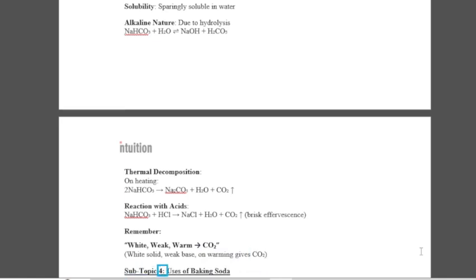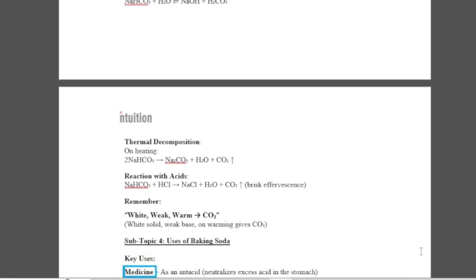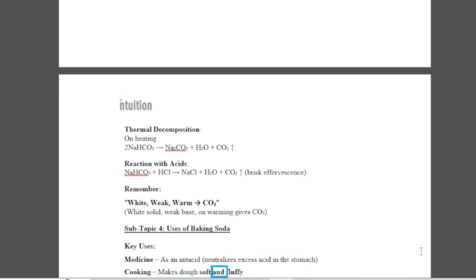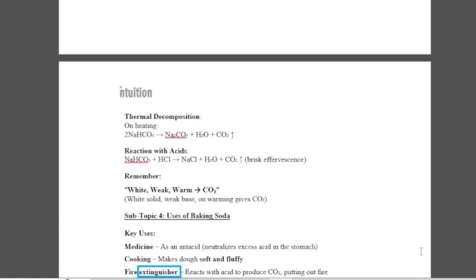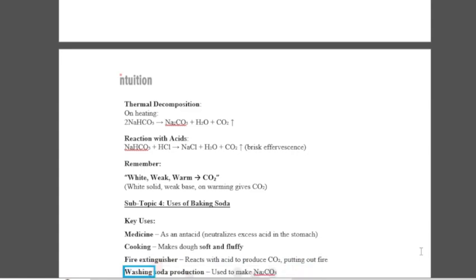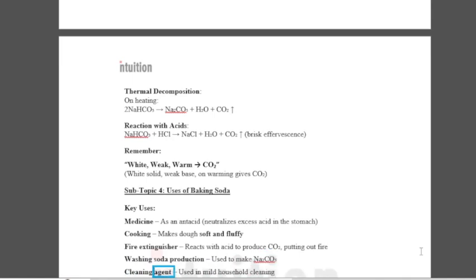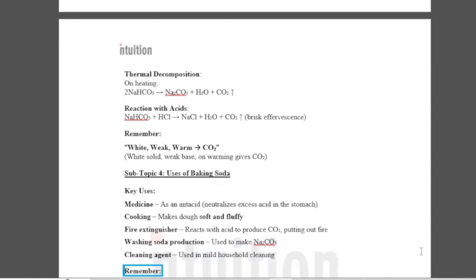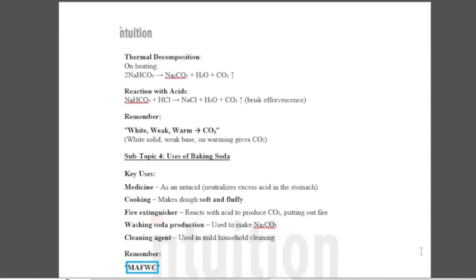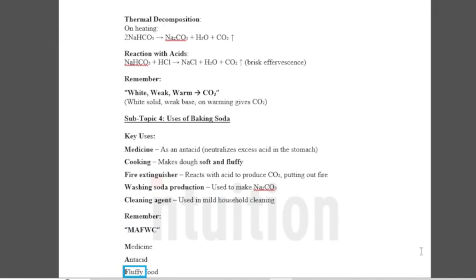Subtopic 4. Uses of baking soda. Key uses. Medicine: as an antacid, it neutralizes acid in the stomach. Cooking: makes dough soft and fluffy. Fire extinguisher: reacts with acid to produce CO₂, putting out fire. Washing soda production: used to make Na₂CO₃. Cleaning agent: used in mild household cleaning. Remember, MAFC: Medicine antacid, fluffy food.